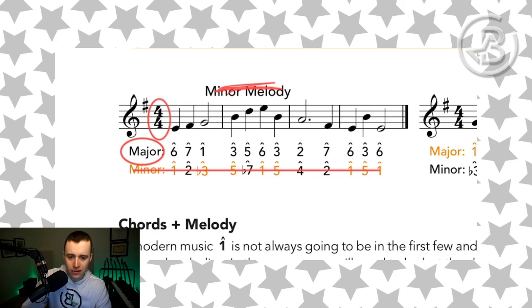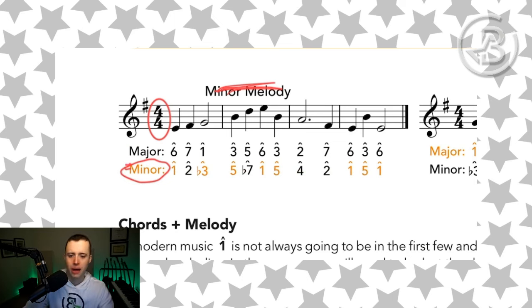Then in measure 3, we have scale degree 2, scale degree 7. And then in the last measure, we have 6-3-6, which are not very strong notes in terms of our common notes. So we only have one common note in the last measure, and that's 3, and it's on a weak beat. So already right here, if you write out the scale degrees, thinking about this melody as being major, we end up with 6-7-1-3-5-6-3-2-7-6-3-6. Not super strong, and you'll see why right now as we look at the minor.